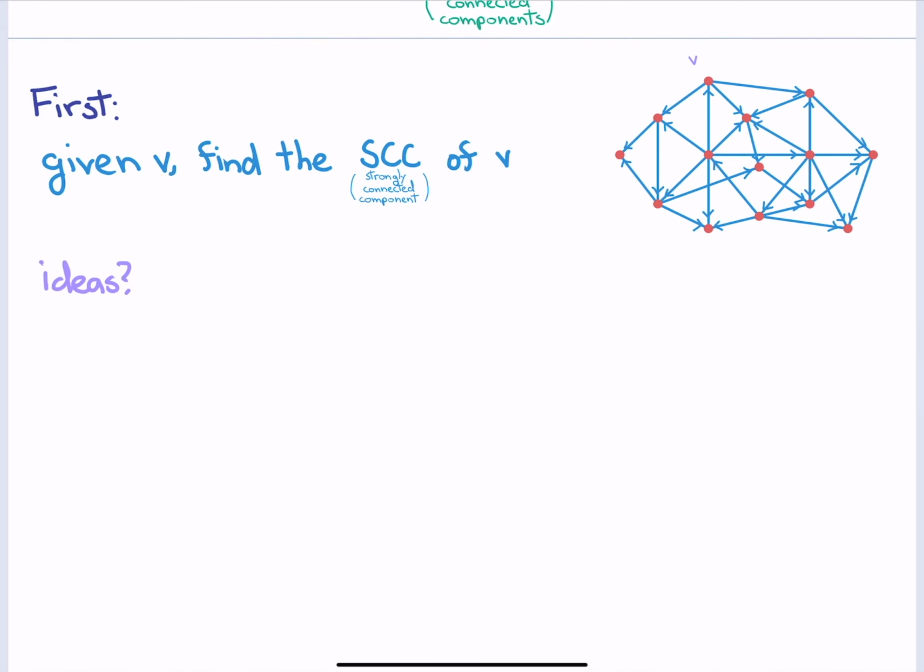So let's start small, not worry about getting all the strongly connected components. Let's just fix a vertex V and try to find out the strongly connected component of V. All right, any ideas? Okay, so I can call DFS from V, right, like what we just did, and find all the vertices reachable from V. Okay, so this will get like half of it, so to speak.